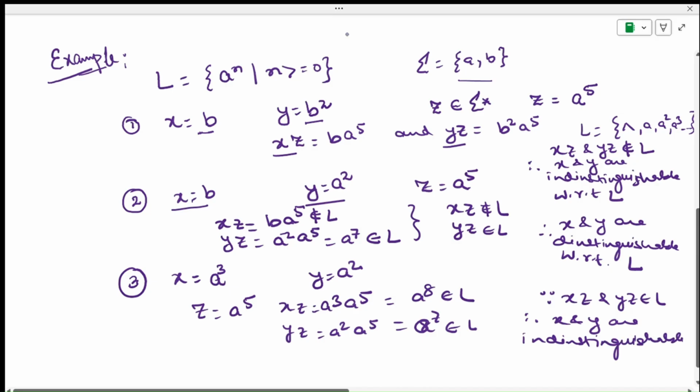So for the Myhill-Nerode theorem, we should know the concept of indistinguishability, or say whether two strings are distinguishable, and only then can we find out whether the language is regular or non-regular. For that, we will see the definition of the Myhill-Nerode theorem.